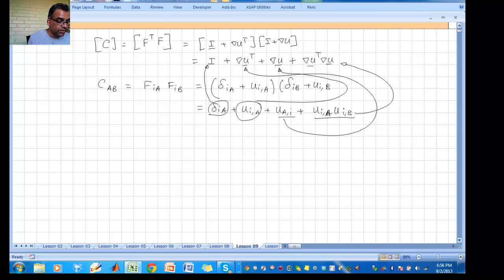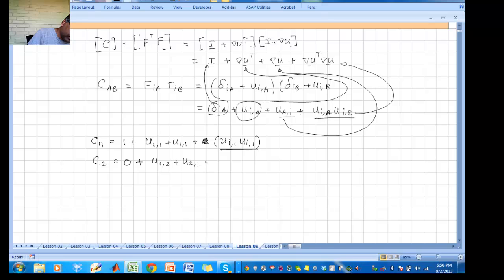So it looks like, and this is so important that we are going to write down every term. C11 equals 1 plus U1,1 plus U1,1 plus 2 plus Ui,1 Ui,1. You can expand that: U1,1 U1,1 plus U2,1 U2,1 and so on. C12 equals 0 plus U1,2 plus U2,1 plus Ui,1 Ui,2. C22 is 1 plus 2 times U2,2 plus Ui,2 Ui,2.